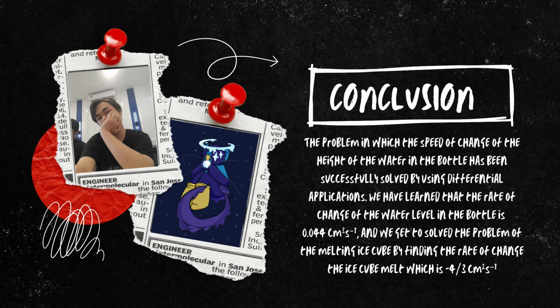Lastly, for the conclusion, the problem of the speed of change of the height of the water in the bottle has been successfully solved by using differential applications. We have learned that the rate of change of the water level in the bottle is 0.044 centimeters per second, and we solved the problem of the melting ice cube by finding the rate of change of the ice cube melting, which is negative 4 over 3 centimeters squared per second.